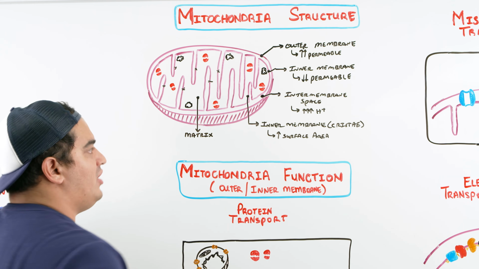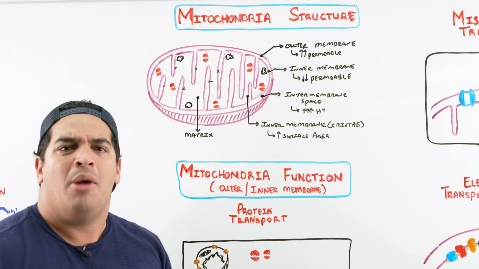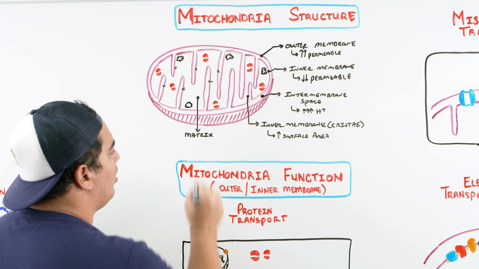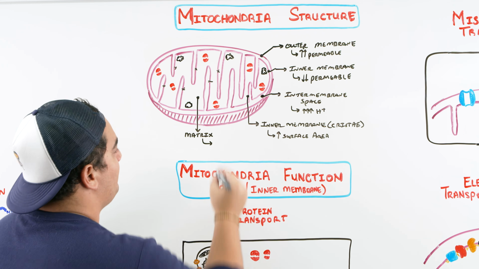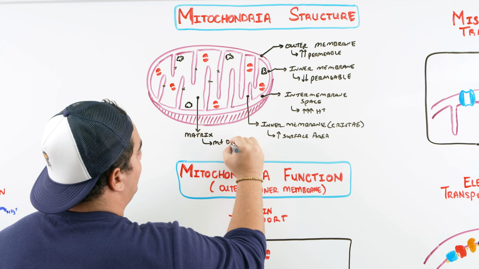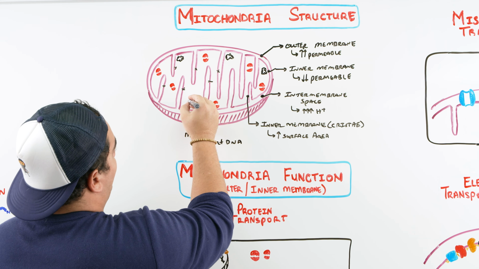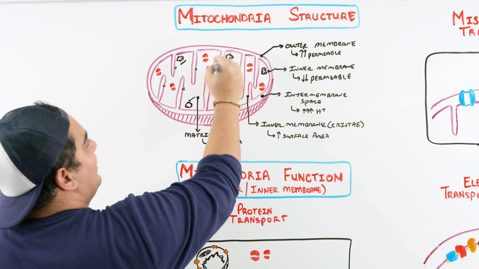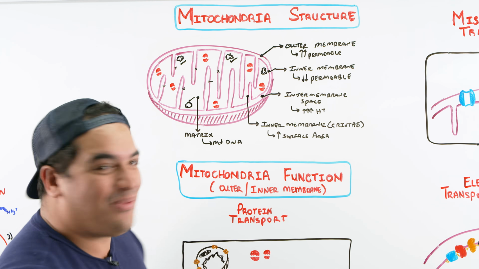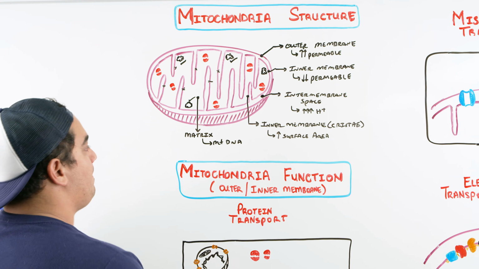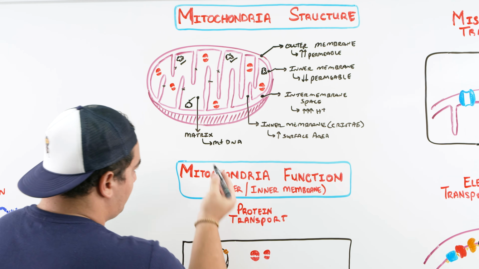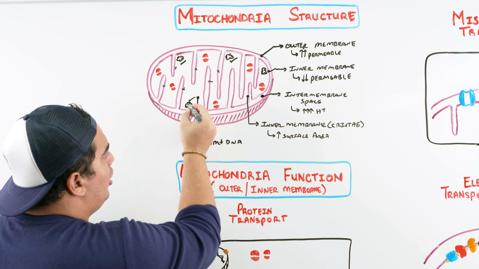And it has a bunch of different fluid and solutes in it, but two particular things that are really pertinent to the matrix, the mitochondrial matrix, is what's called mitochondrial DNA, which is represented right here. See these little guys right there? That's your mitochondrial DNA. It's really cool because this is actually maternal DNA.